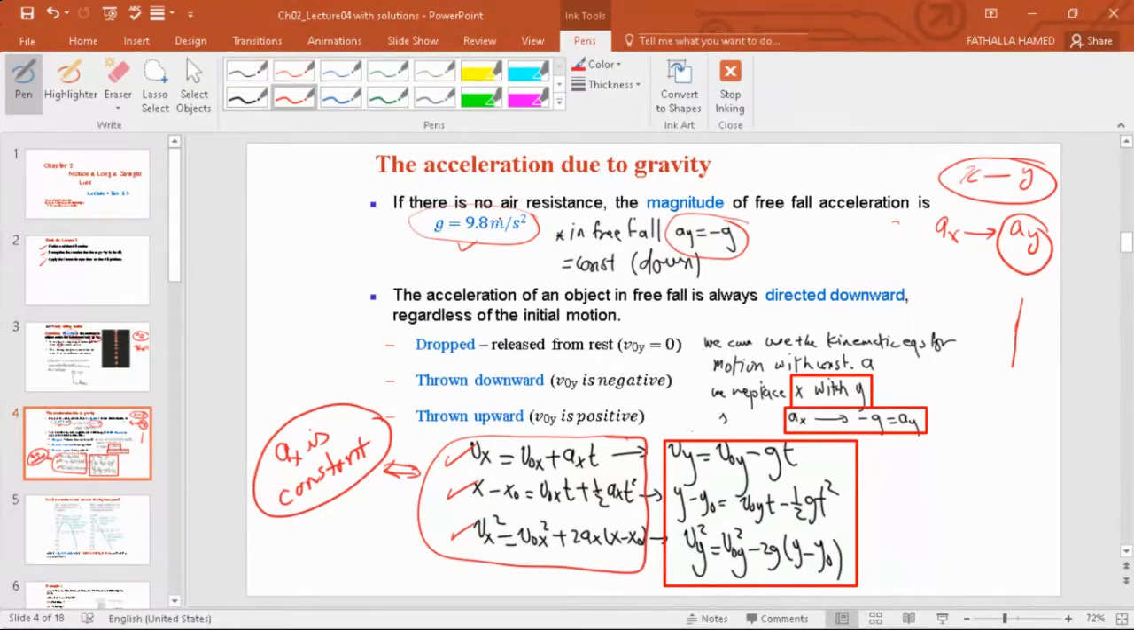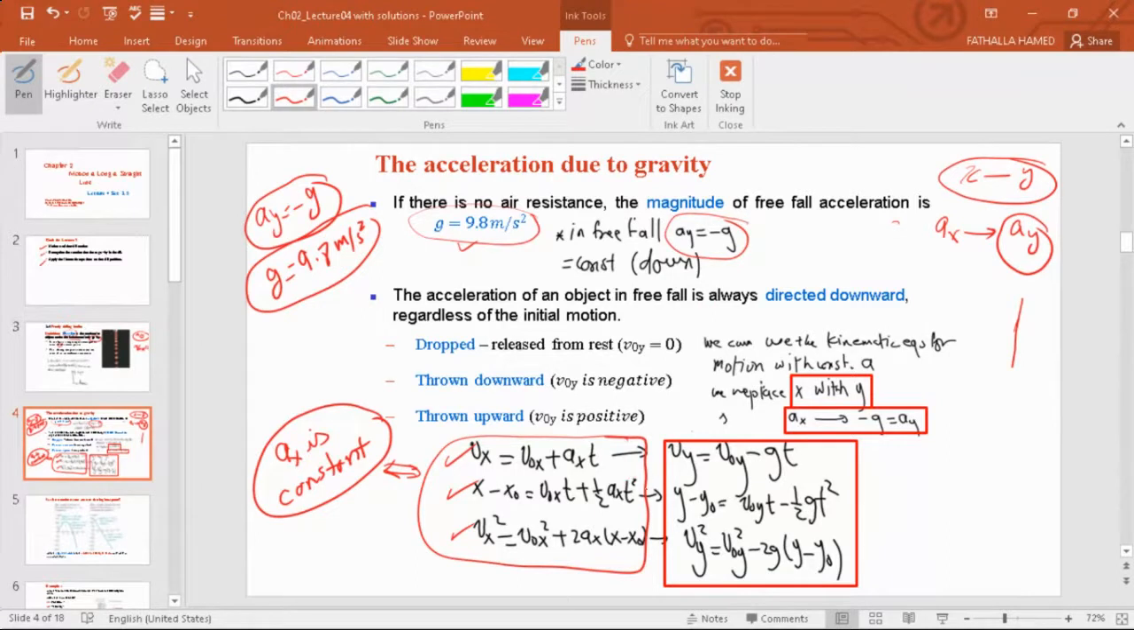Before we start, I know that in high school, sometimes they tell you if you're going up, take g as being 9.8. If you're going down, take g as minus 9.8. In here, I don't want you to do that. ay is equal to minus g, and g is equal to 9.8 meters per second squared. Don't say g is equal to minus or plus. No, g is 9.8 meters per second squared. Your ay now is equal to minus g.